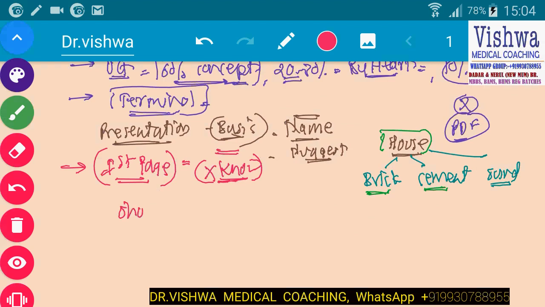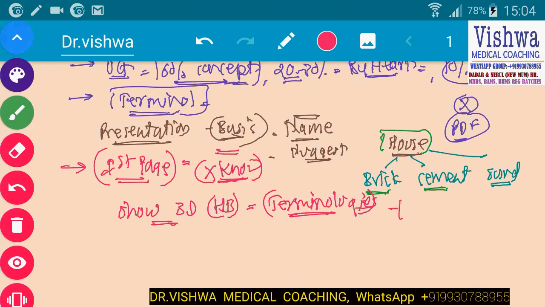Then I am going to show the 3D human being to you, and I am going to demonstrate all those terminologies. For example, what is flexion, what is extension, and all those terminologies we are going to be going through.